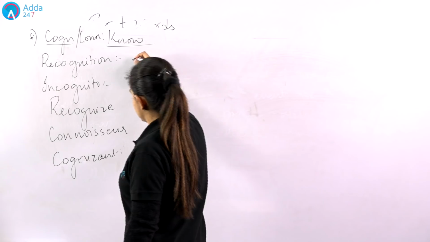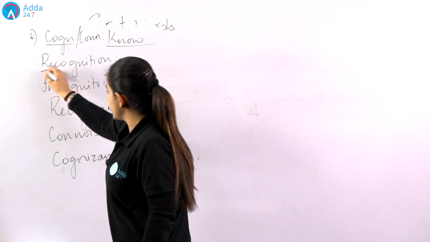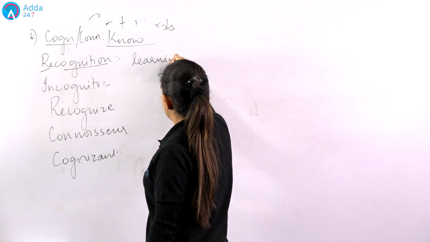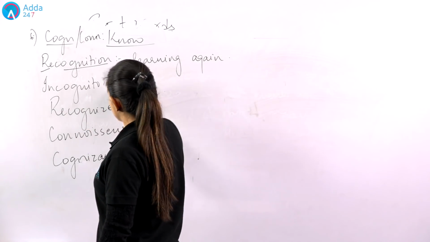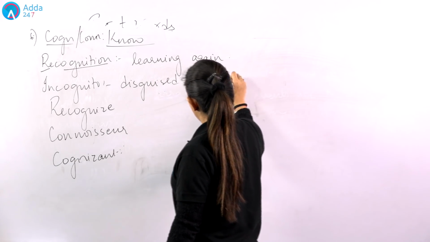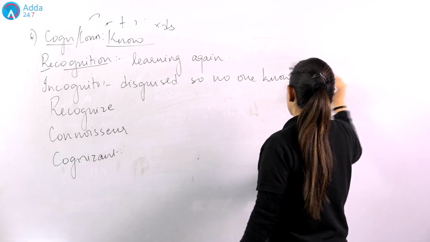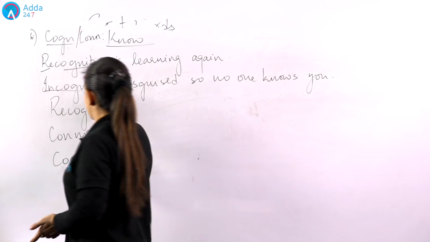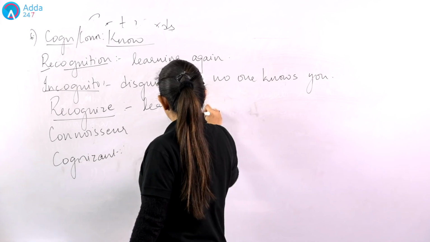First word is cognition or recognition. When I say cognition, it means to learn. When I say recognition, this means learning again. Then we have incognito. This means disguised so no one knows you. So if you're hiding your identity, then you use what? Incognito, right? Recognize, what does this mean? It means learn again.